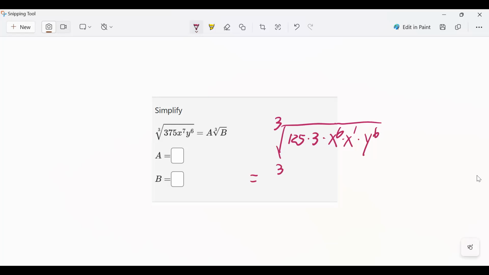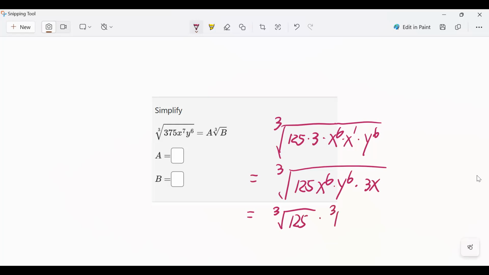Now we have the cubic root of 125, x to the 6, y to the 6. Those are all the perfect cube terms, right? And then 3x goes together. Now we have 4 different cubic roots: cubic root of 125, cubic root of x to the 6, cubic root of y to the 6, and cubic root of 3x.